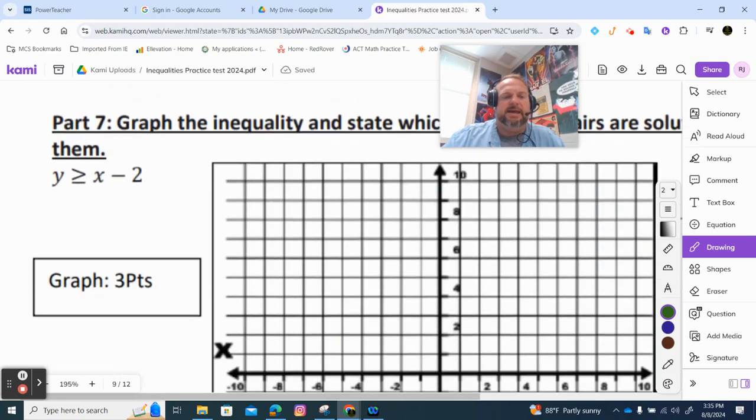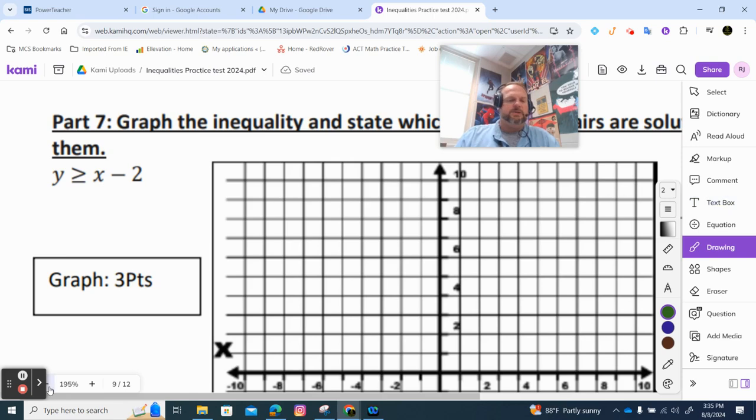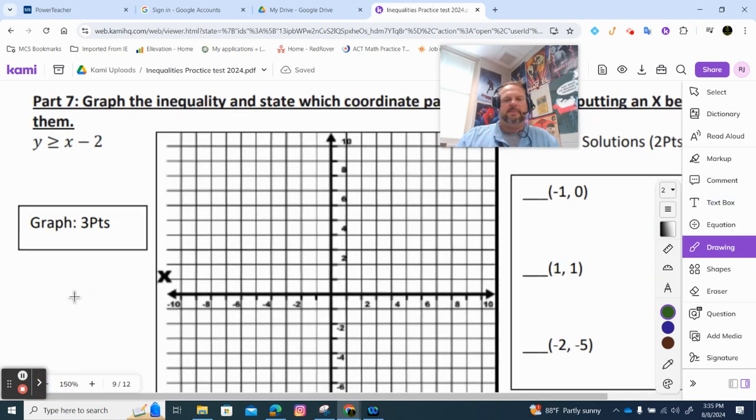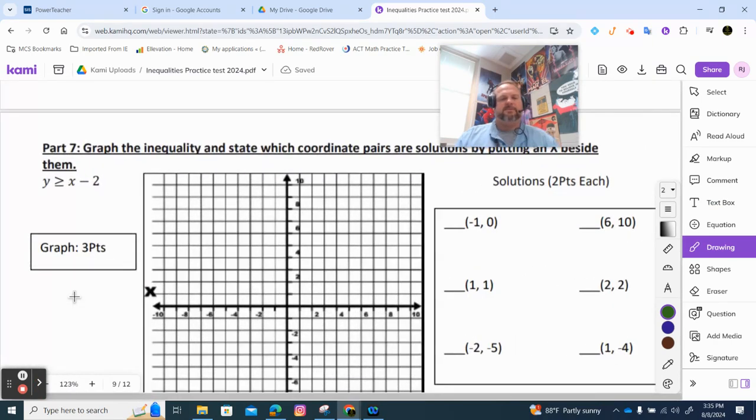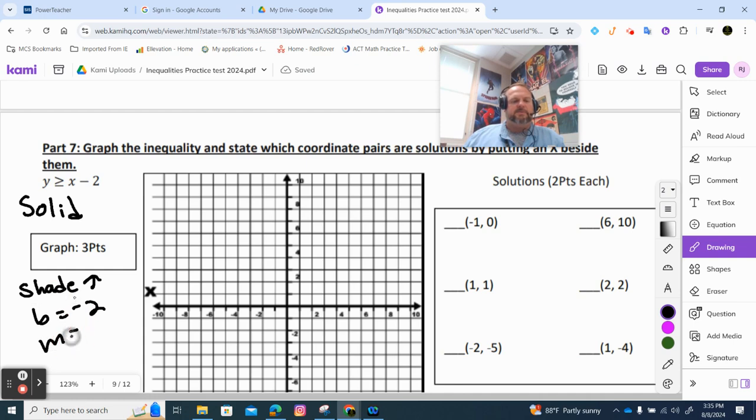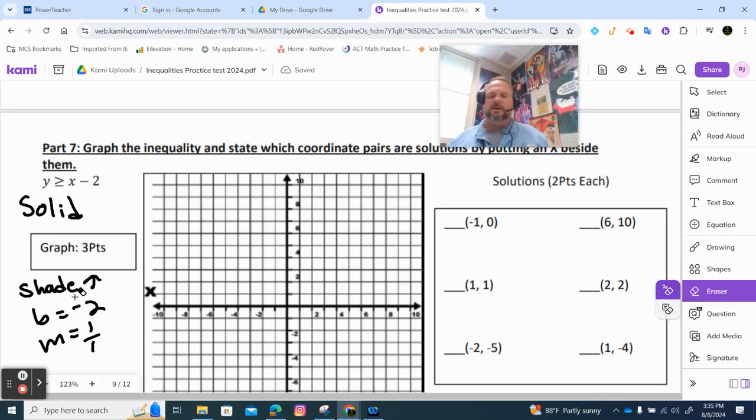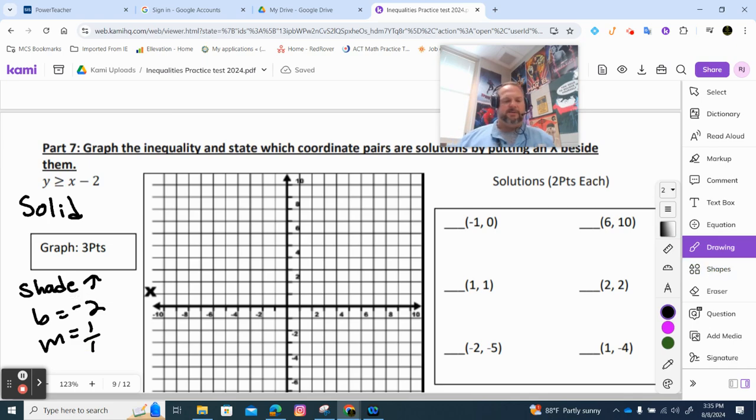All right. Last one. So what do we know about this graph? Well, let's start marking it up a little bit. We know that this is going to have a solid line because of this. We know it's going to shade up. We know our B is going to be -2 and our M is going to be 1 over 1. Now, this information is not going to be graded, but that's actually the information you need to graph it.